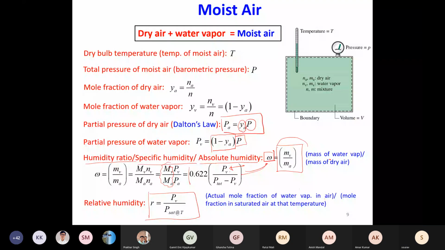Any doubts on this slide? It is better to clarify all the doubts right now, because once we move into the processes, it will be very quick. So it's better to lay down the foundation as well as possible so that we can quickly go through all the psychrometric processes.